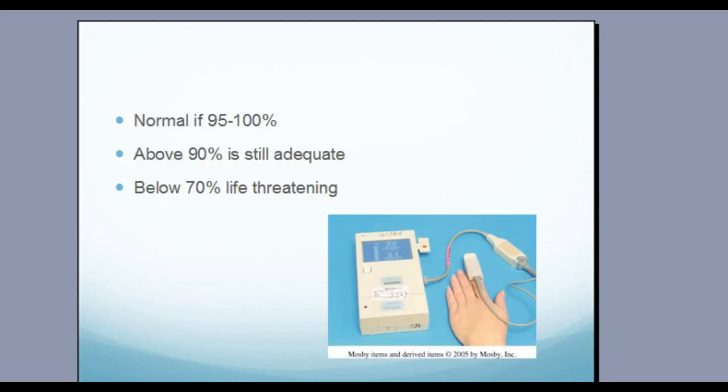Now, when you take a patient's O2 saturation, these are their normal readings. They should be 95 to 100%, but you might still find someone in the low 90s, like a patient who has COPD, chronic obstructive pulmonary disease. Less than 70 is threatening. The patient is not doing well at all.